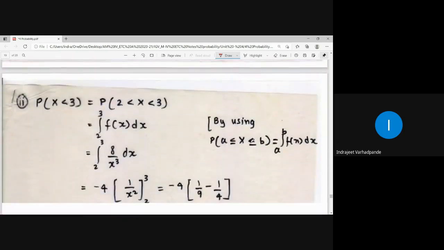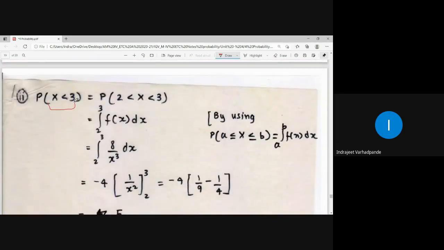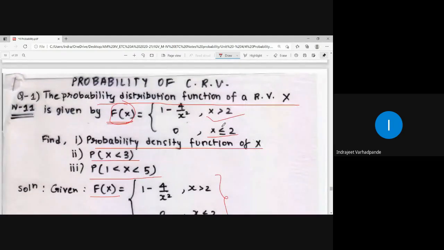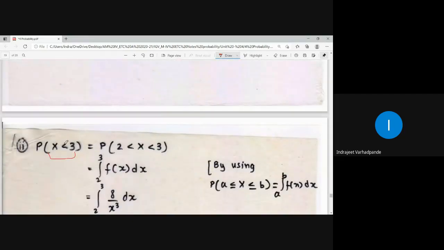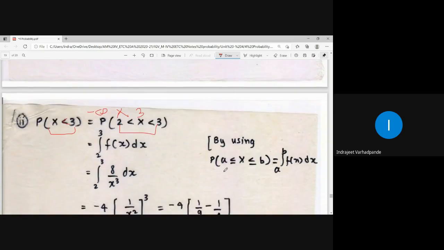Apart from that, what is the probability for x less than 3? But our range for the variable x: for less than or equal to 2 it is 0, for greater than 2 it exists. But up to where is it asked? Up to 3. So how will the range be calculated for x less than 3? It means minus infinity to 3, right? But our x is starting from 2, so I will be calculating it for the value between 2 to 3. But when the probability is between a to b, how is it calculated?